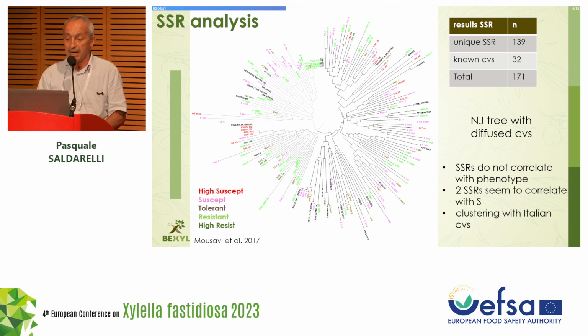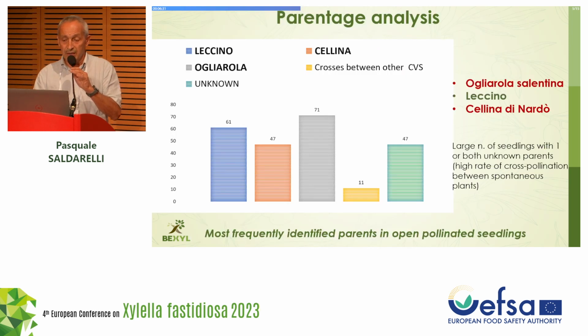It seems that there are two SSRs that correlate with the susceptible seedlings, but we need to go in depth on this. We observed with this analysis that they cluster with Italian cultivars. This parentage analysis also gives an overview of which are the most frequently identified parents in these open pollinated seedlings.